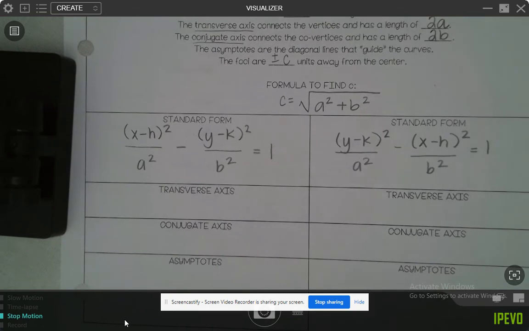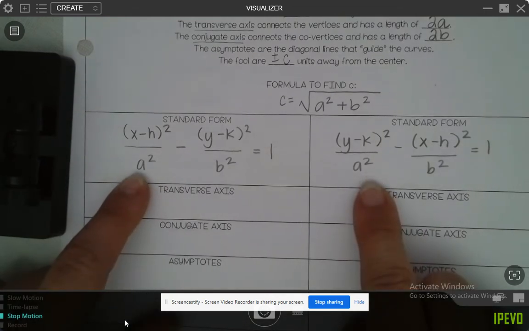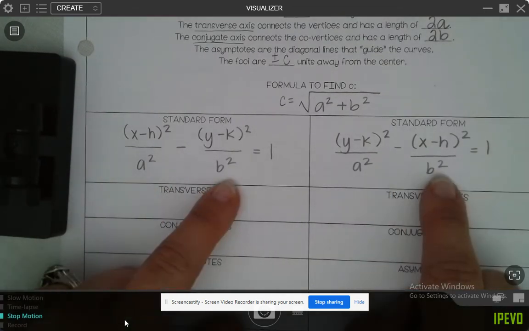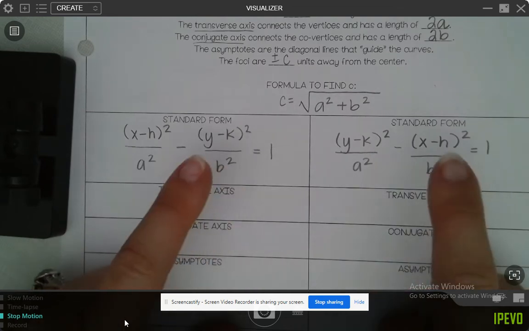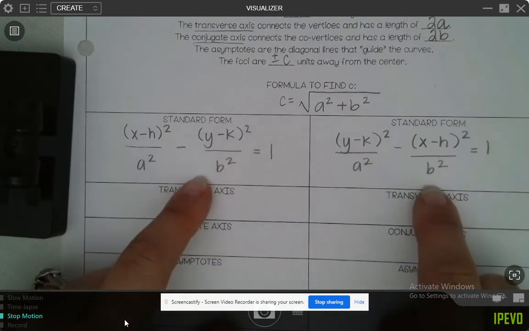You cannot look at your a and b values anymore. The a and b values will not tell you which one goes horizontal and vertical. It's only the first term that tells you that. A could be smaller, B could be smaller. It has nothing to do with the A and B. Okay? Write those down now, please.